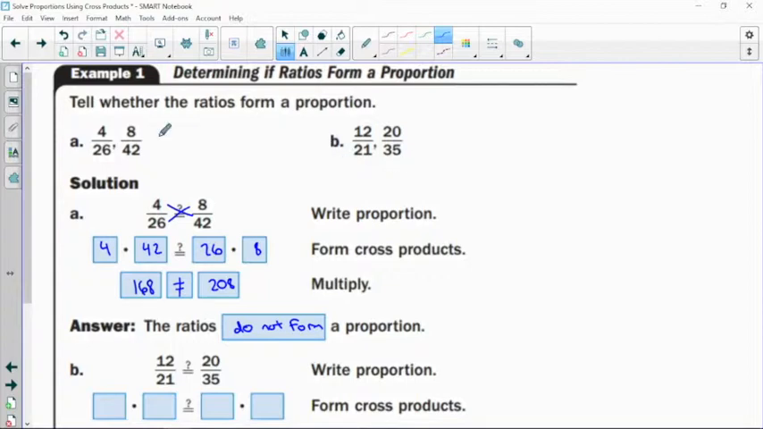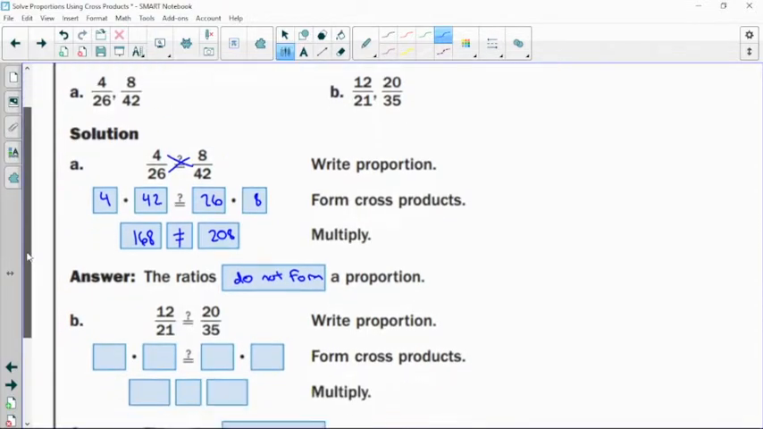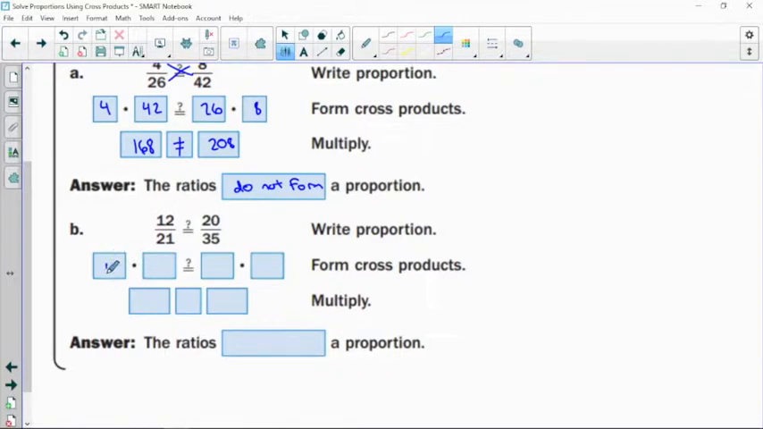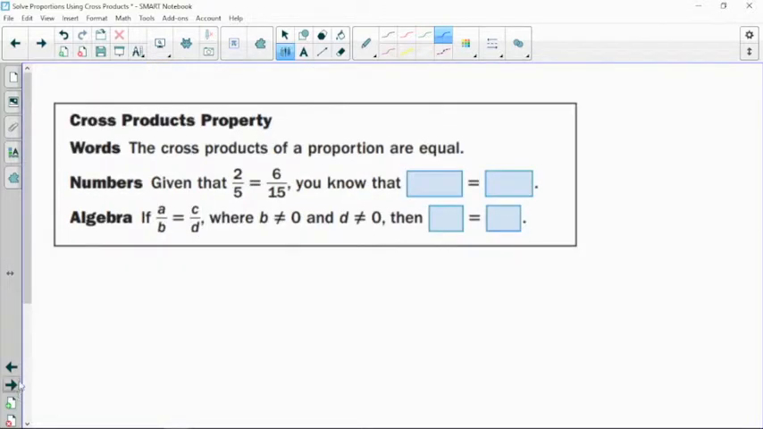Then if I check example B, I multiply 12 by 35, and I multiply 21 times 20, I can see if they're equal. 12 times 35 is 420. And on the other side, 21 times 20 is 420. So they're equal. They form a proportion. So the cross products of a proportion are equal.